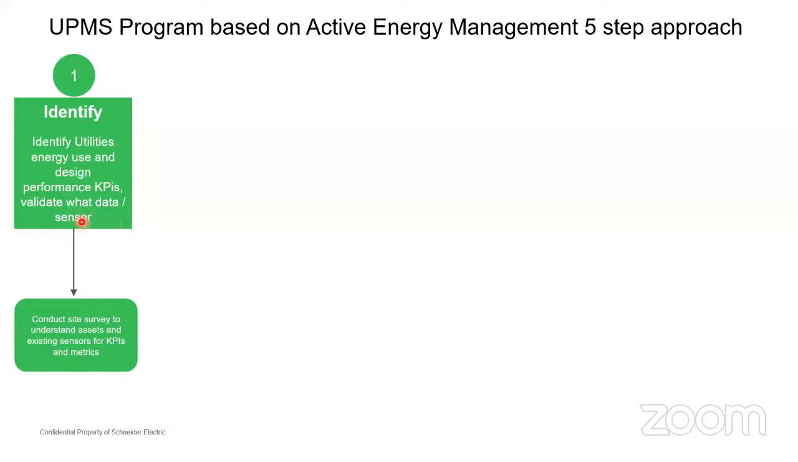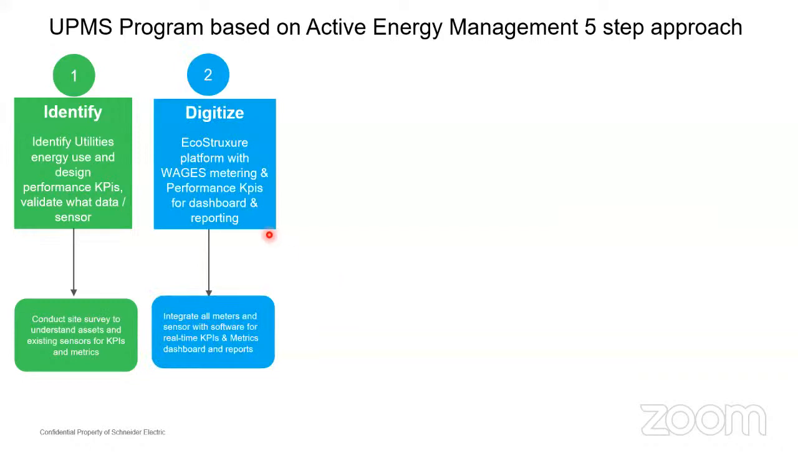Then we need to install the sensors. Sensors like your energy meters, lux level meters, flow meters for your chilled water flow, temperature sensors for your air conditioning systems. So we conduct a survey, we identify, then we digitize. That means we get the data from all the sources and bring it into one platform. I'll show you the architecture of how we do this also.